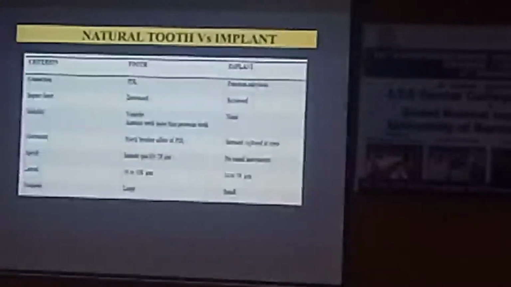I have told you no proprioception. Also, I have said no resilient tissue. Then what difference does it make? No shock absorbers. What else? Good. How much is the thickness of periodontal ligament? How much thickness of periodontal ligament in a natural tooth?